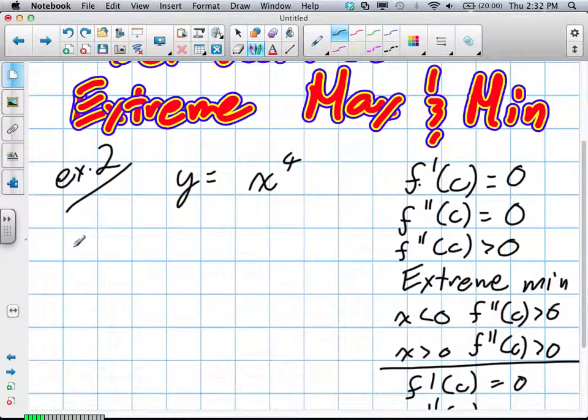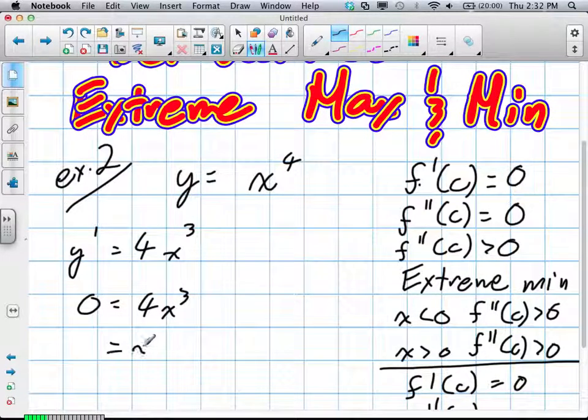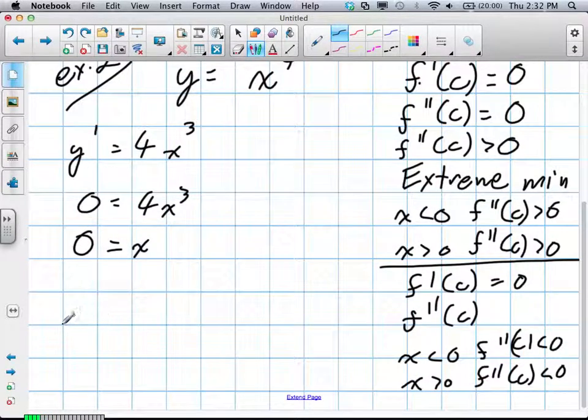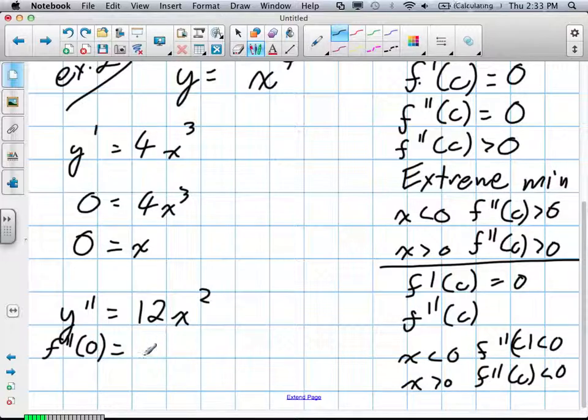So let's find our first derivative. Our first derivative, well, that's going to give us 4x to the power of 3. Okay. Well, to find a critical point, we just got to set it equal to 0. 4x cubed. Our critical point is x at 0. Okay, got that. We're going to plug it into our second derivative, but we need to find our second derivative. Our second derivative is going to be 12x squared. Okay. We're going to take that value of x, so f double prime at 0. And it turns out 12 times 0 equals 0.